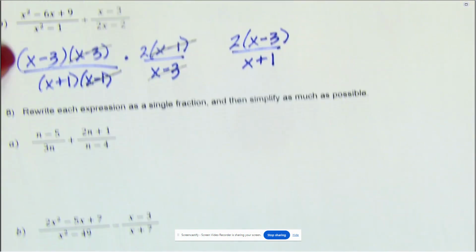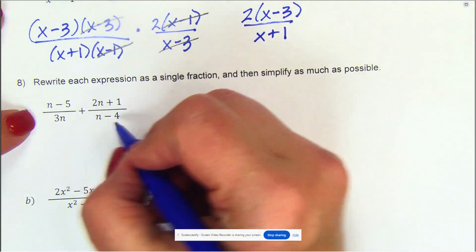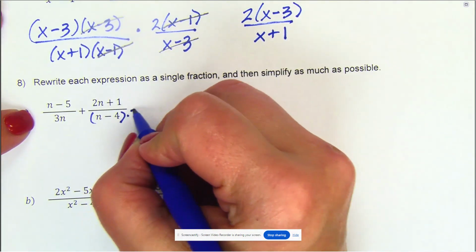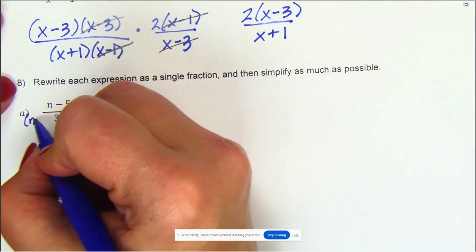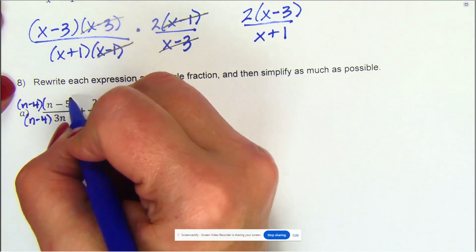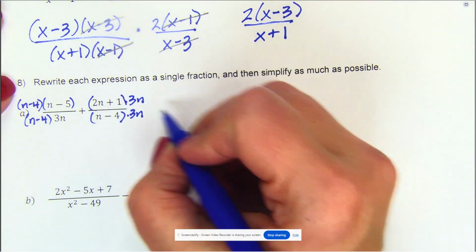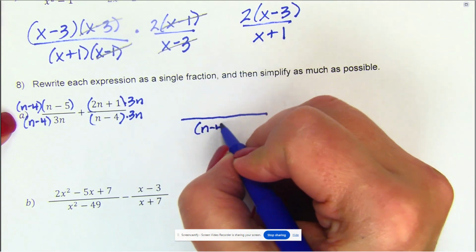All right, adding and subtracting, you have to have a common denominator. So I look, this one needs a 3n. I'm going to have to multiply that by a 3n. And this one needs an n minus 4. I'm going to have to multiply this one by an n minus 4. Once I get a common denominator, look, they match. So now I just rewrite it and I forget about it.